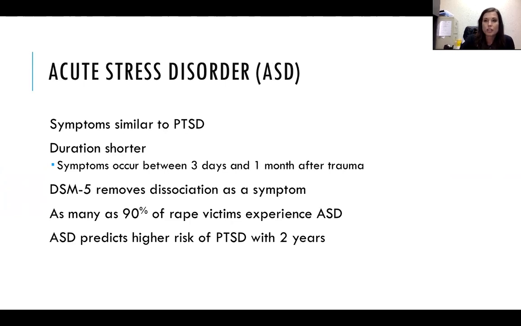So we mentioned treatment of ASD. That is acute stress disorder. So acute stress disorder is like the precursor to post-traumatic stress disorder, with similar symptoms to PTSD, but with a shorter duration of time. And the symptoms occur between 3 days and a month after the trauma. And disassociation does not necessarily have to be a symptom. And as many as 90% of rape victims experienced ASD. And ASD predicts higher risk of PTSD within 2 years, but if you treat the ASD, there's less of a likelihood of getting PTSD within 2 years.